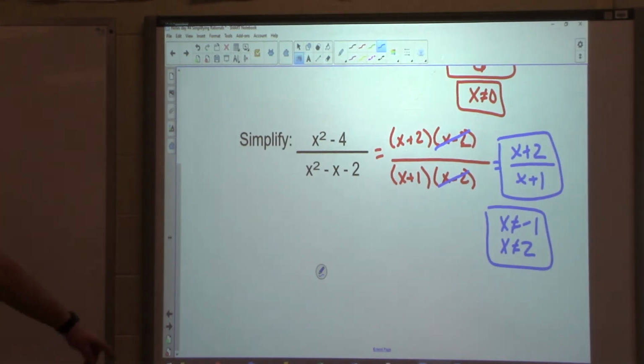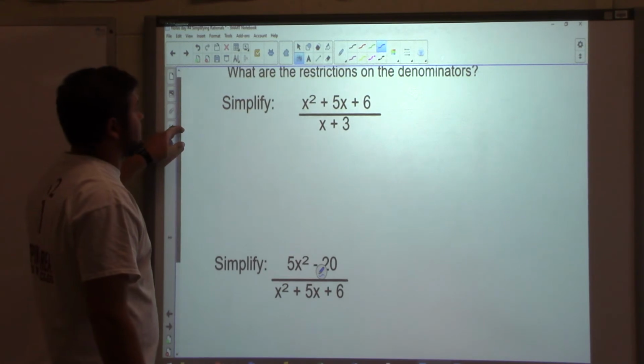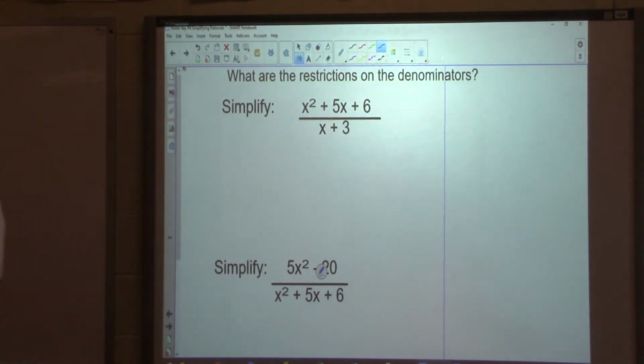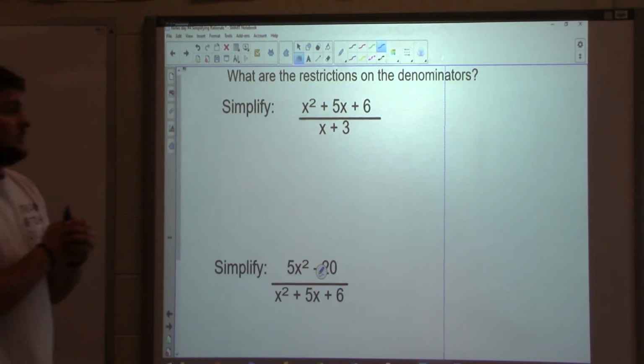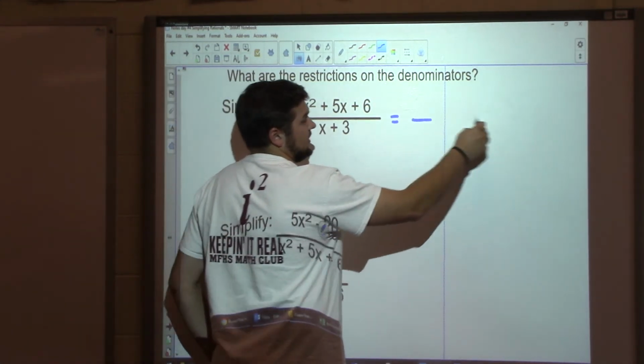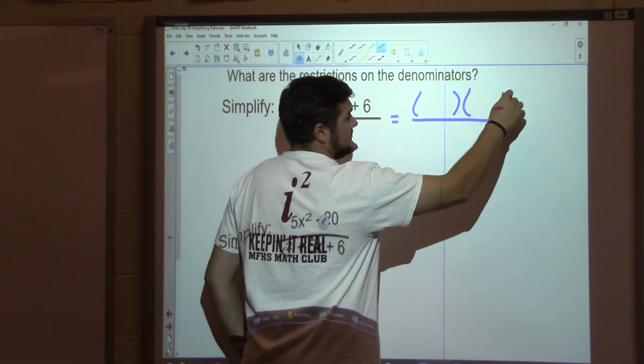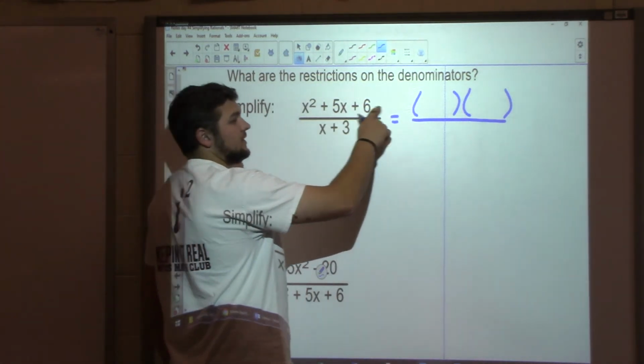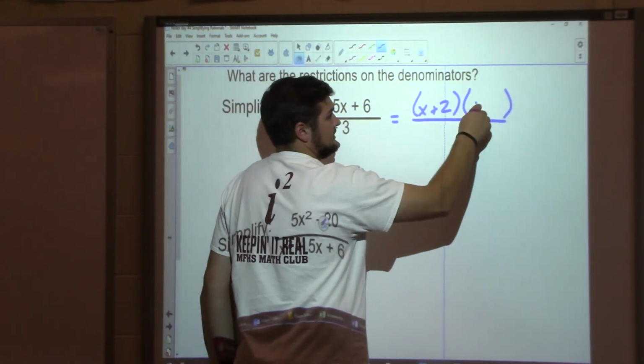Alright, let's try another one then. X squared plus 5x plus 6 over x plus 3. Same thing. Factor first. So I'm going to factor my top part. What does it factor to? X plus 2, x plus 3.